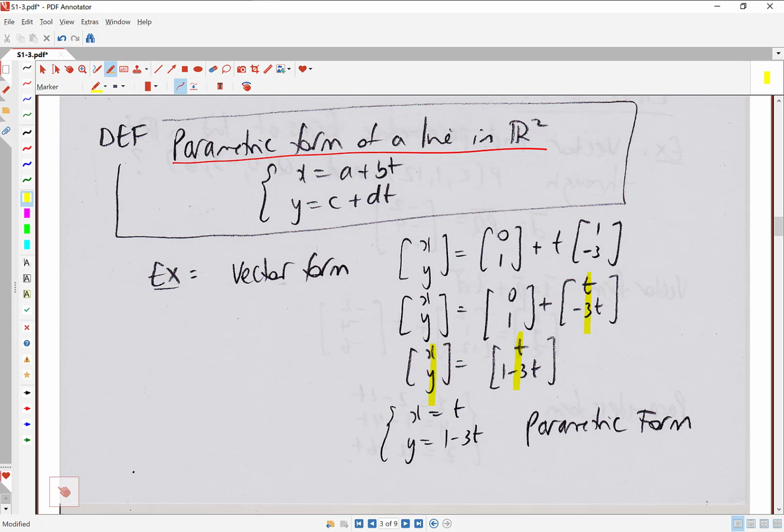And if you just break that up into a set of two equations, just going component by component, first equation would read x equals t, second component would read y equals 1 minus 3t. That's your parametric form. So the idea is that it's easy to move from vector form to parametric form. You're just expanding that vector equation. And it's also easy to move from parametric back to vector. You're just condensing it back into vector form. So vector form and parametric form are very closely related.